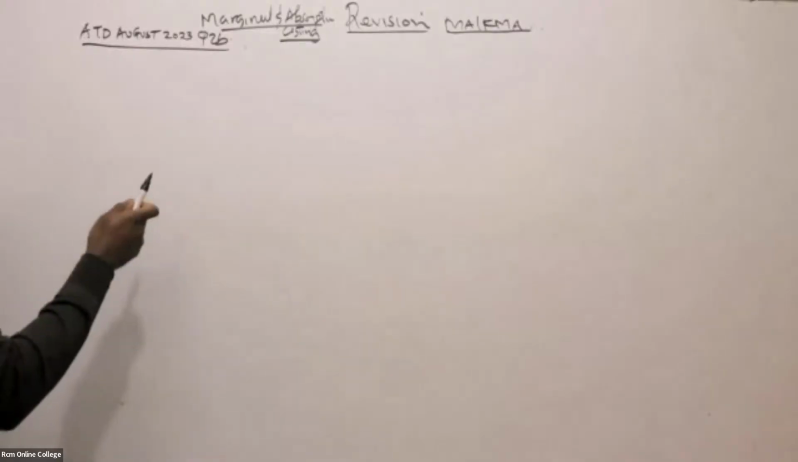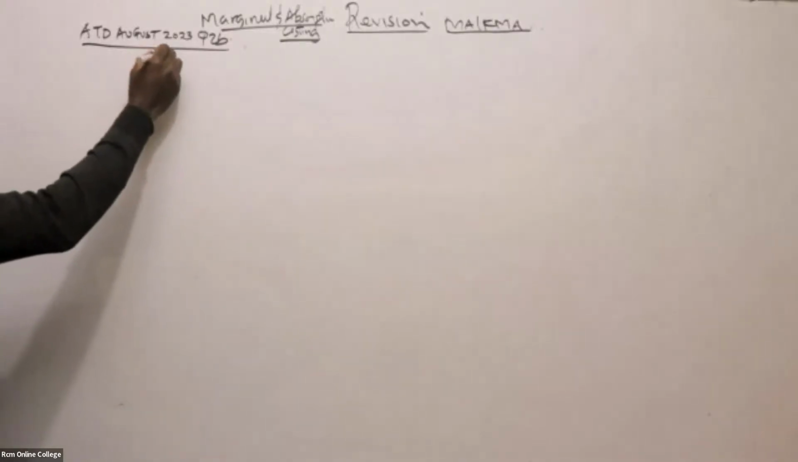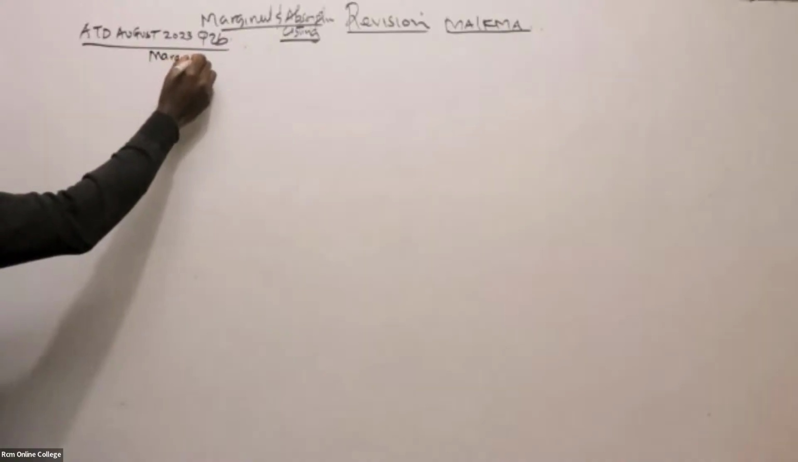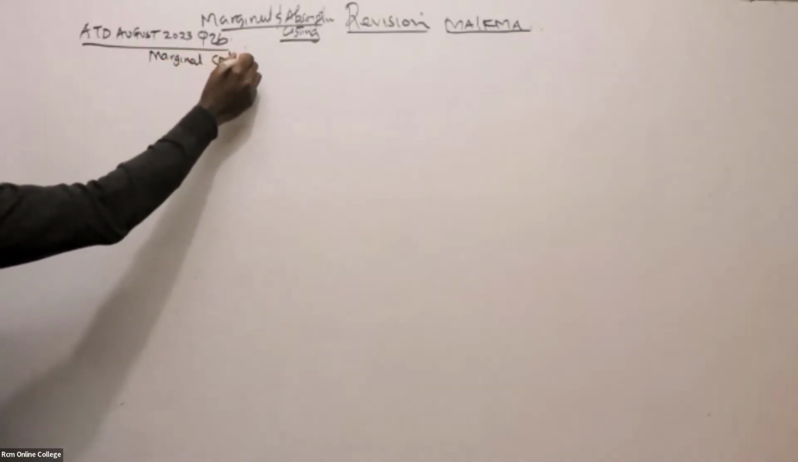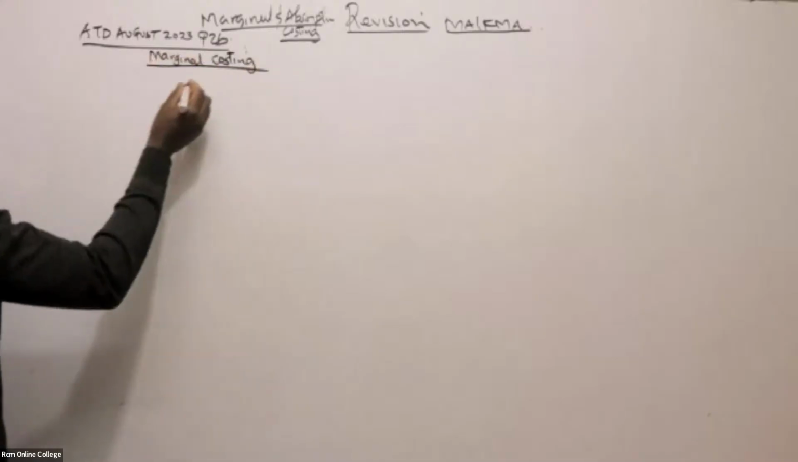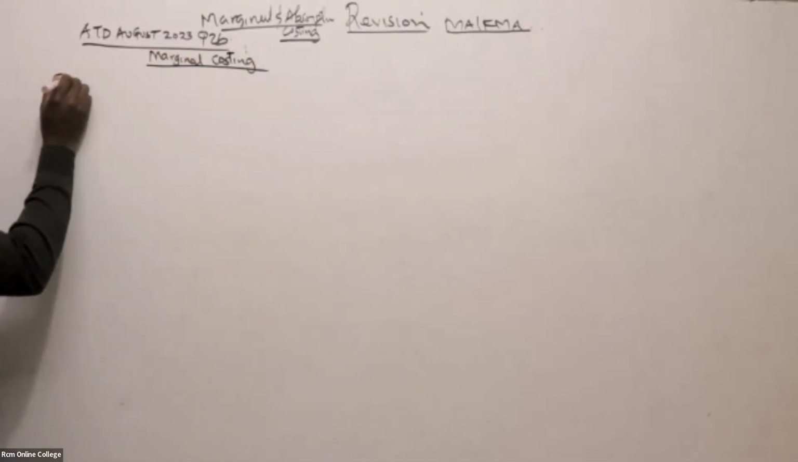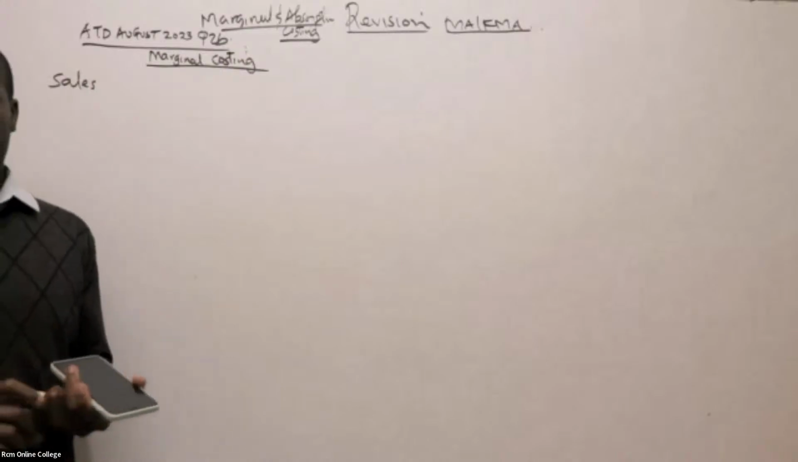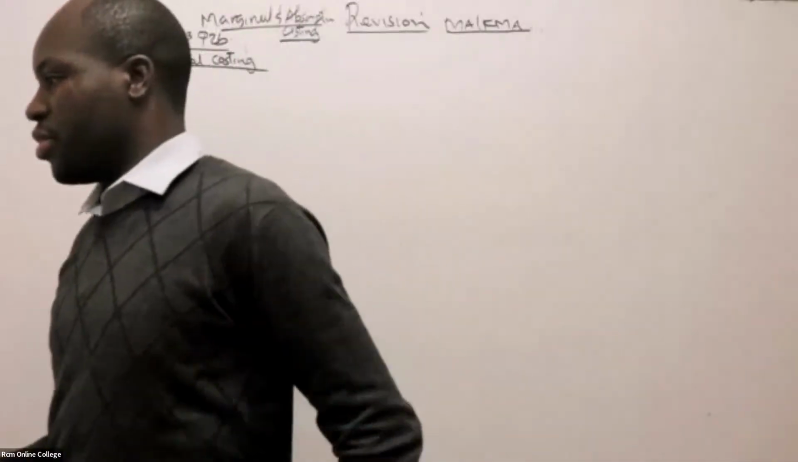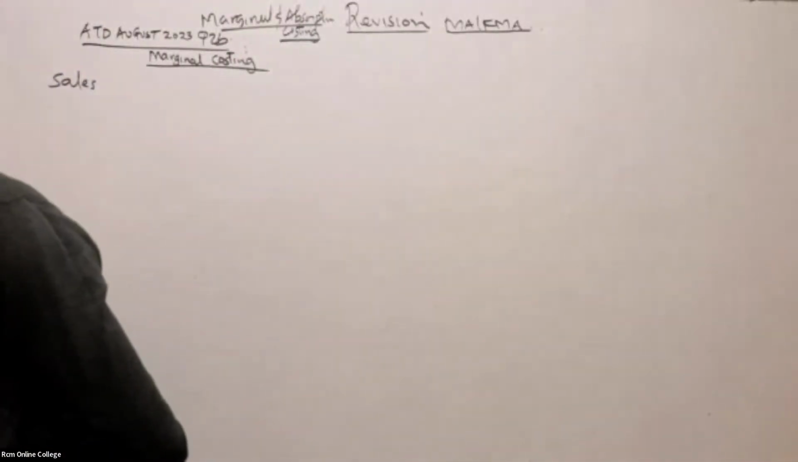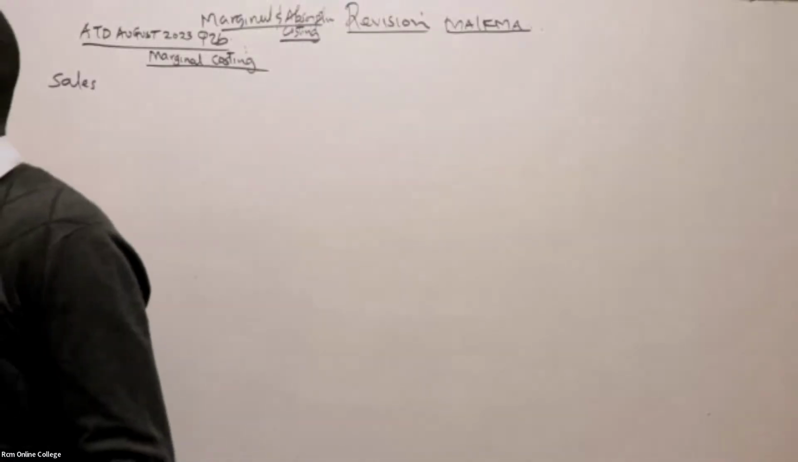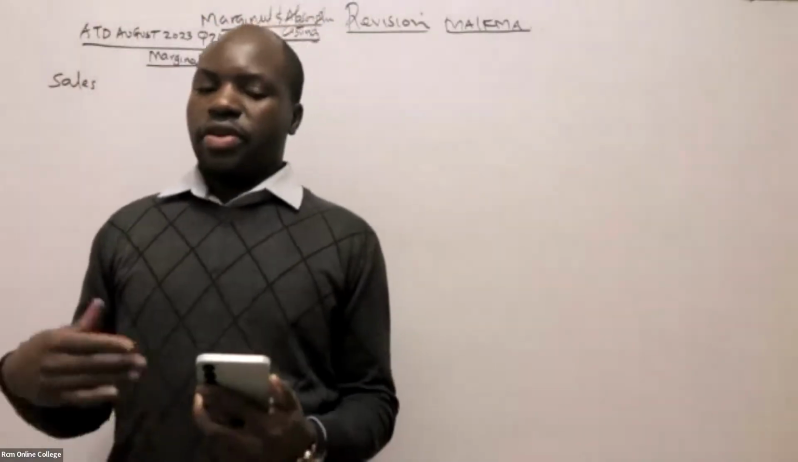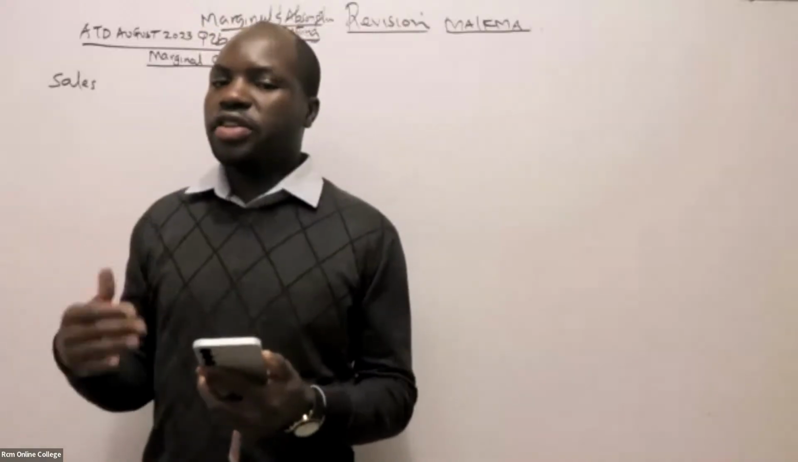So let's start with the marginal costing. So let's look at sales. For sales, irrespective, the question is available in the link provided in the group description. I hope all of us have been able to access that. Good.